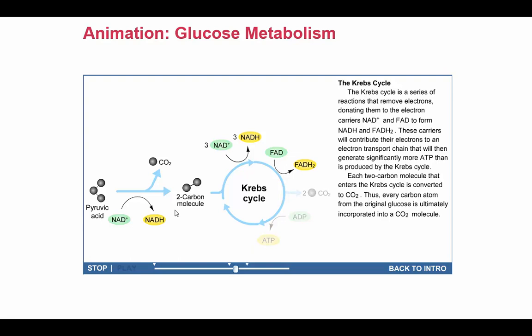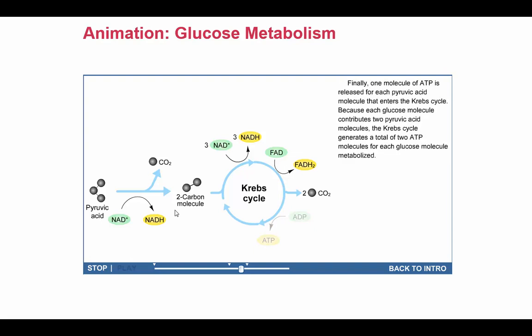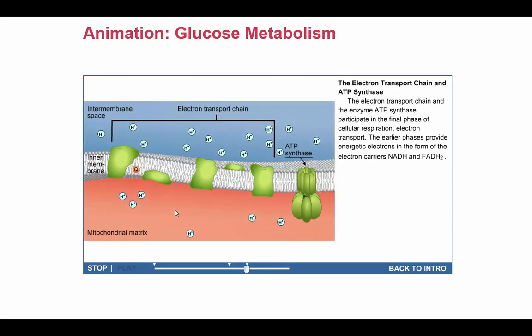Each 2-carbon molecule that enters the Krebs cycle is converted to carbon dioxide. Thus, every carbon atom from the original glucose is ultimately incorporated into a carbon dioxide molecule. Finally, 1 molecule of ATP is released for each pyruvic acid molecule that enters the Krebs cycle. Because each glucose molecule contributes 2 pyruvic acid molecules, the Krebs cycle generates a total of 2 ATP molecules for each glucose molecule metabolized.